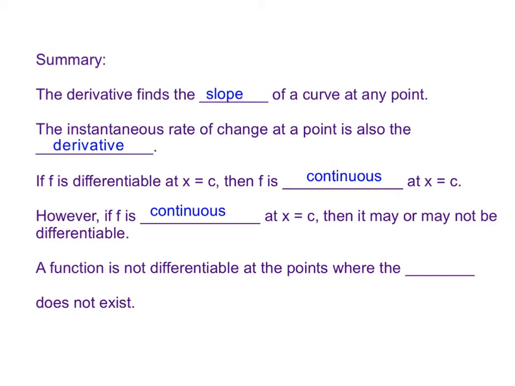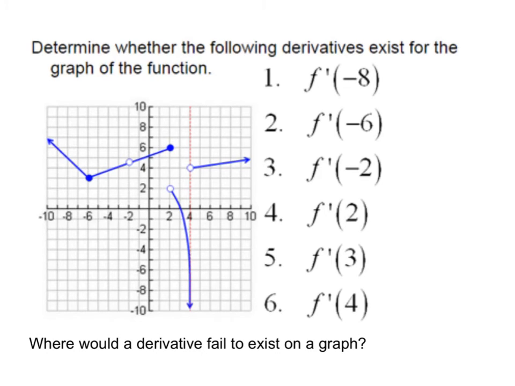And this is the new one. A function is not differentiable at the points where the limit does not exist. Okay, so using those definitions, let's look at a graph and determine whether the derivative would exist there. All right, so it has to be continuous and the limit has to exist.